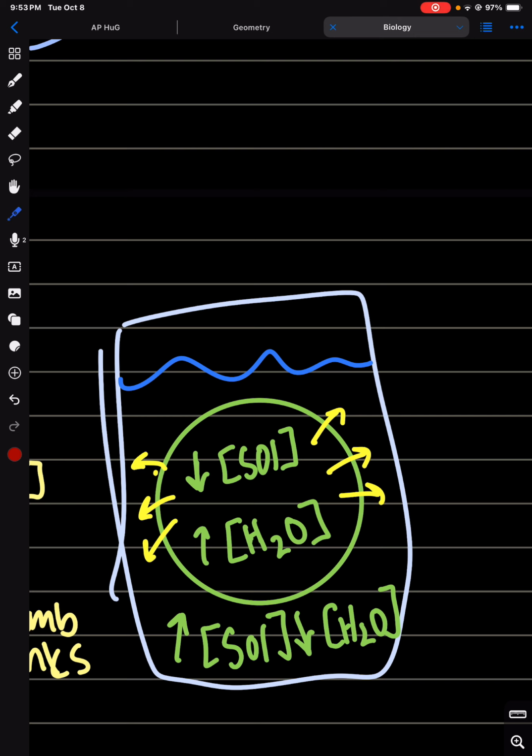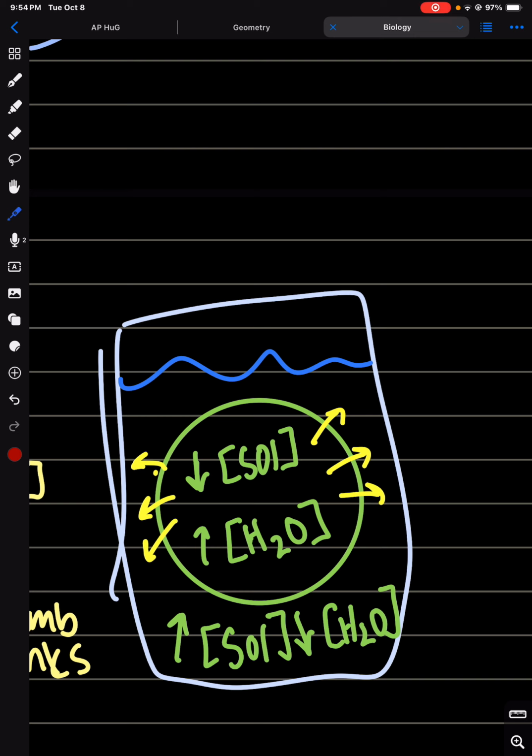You might be asking, why is it water that's exiting and not the solute that's exiting? Because you're saying it goes from high to low. Well, the cell membrane, and I want you to really write this down if it helps you remember, the cell membrane is selectively permeable, which means it allows certain things to pass through it and does not allow other things to pass through it. So the cell membrane is impermeable to solutes, and does not let them pass through it.